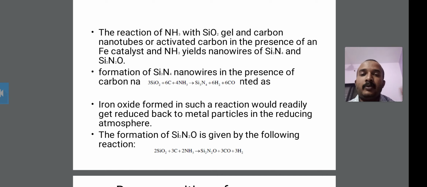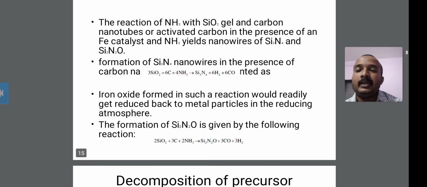The iron oxide formed in such a reaction would be reduced back to the metal particle in the reducing atmosphere. The formation of Si2N2O is given by the formula 2SiO2 plus 3C plus 2NH3, which gives Si2N2O plus 3CO plus 3H2.